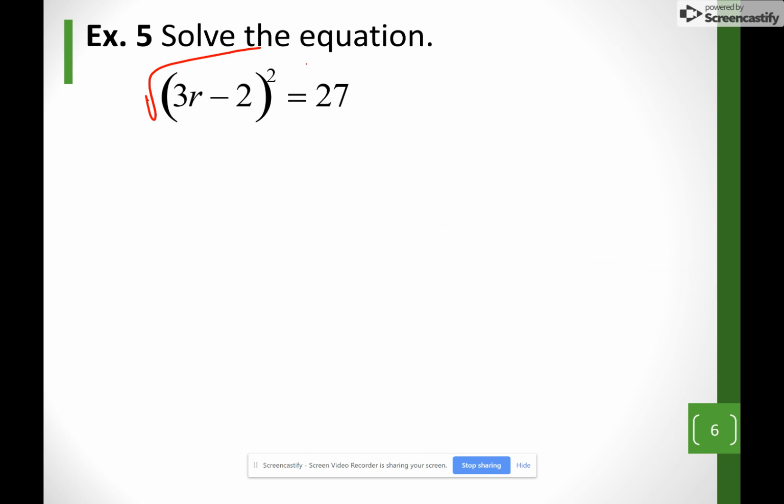Now here, let me do the square root on each side. So I get that 3r minus 2 is equal to the square root of 27, but we learned in chapter 10 how to simplify a radical. I'm going to call that 3 radical 3. I'm also going to do an equation: 3r minus 2 is equal to negative 3 radical 3.